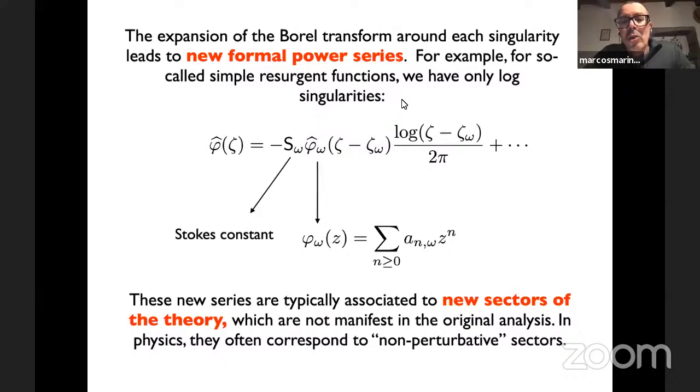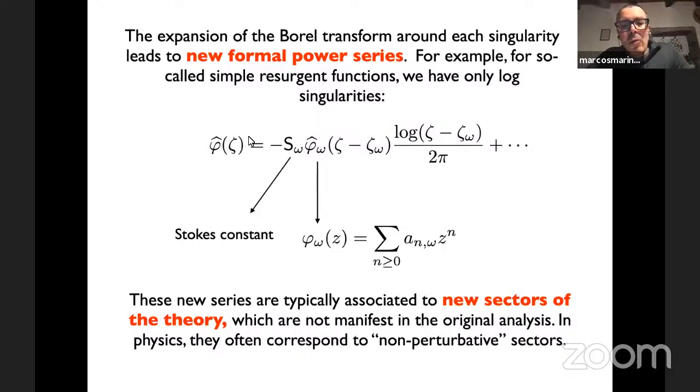So in this talk, I will actually suppose that these singularities are just logarithmic branch cut singularities. And the resurgent functions that satisfy these are called simple resurgent functions. All the examples I will actually look at in this talk are of this type. This can be easily generalized for more general branch cuts and so on.